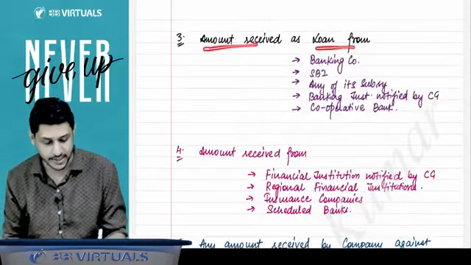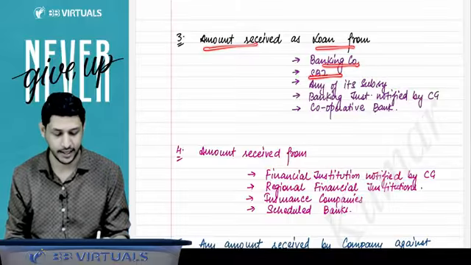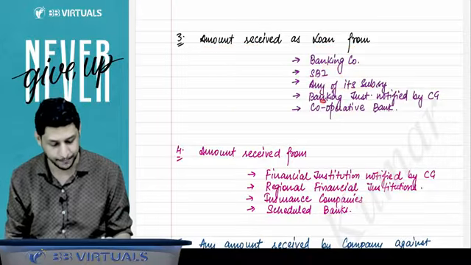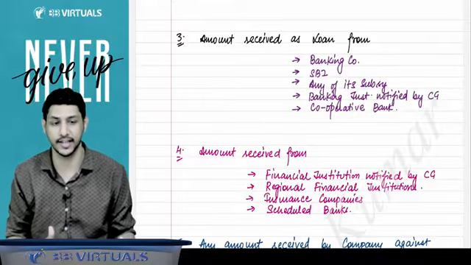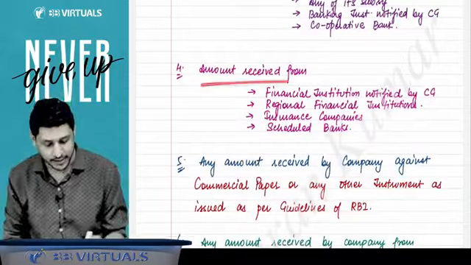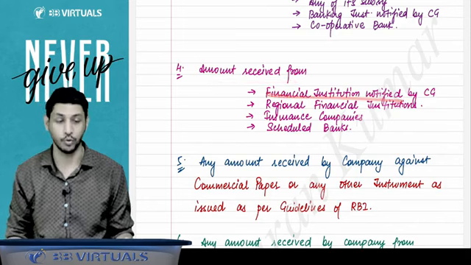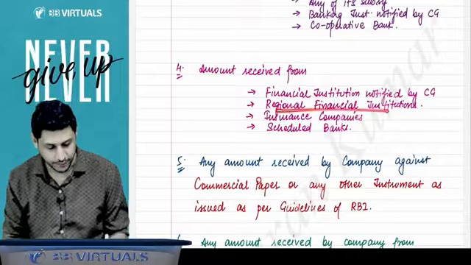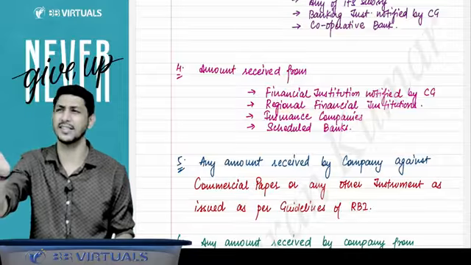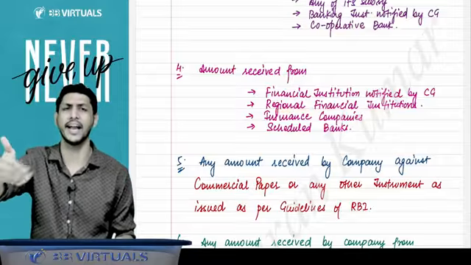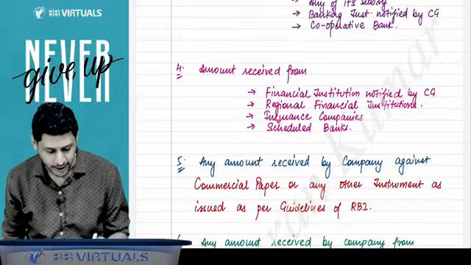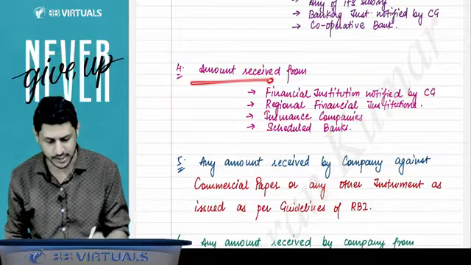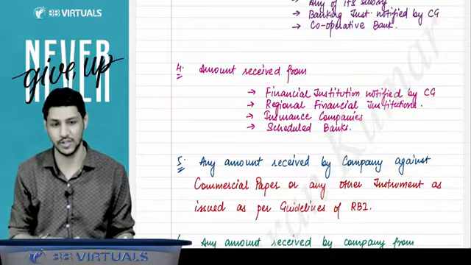If you receive any amount as a loan from a banking company, SBI, any of its subsidiary, a banking institution notified by CG, or any cooperative bank, that will also not be considered as a deposit. If you receive the amount from a financial institution notified by CG, regional financial institutions, like there are some RRBs, Regional Rural Bank, Land Development Bank, NABARD, you must have heard about it. Insurance companies, scheduled bank, if you receive amount from them, it is not considered as deposit.